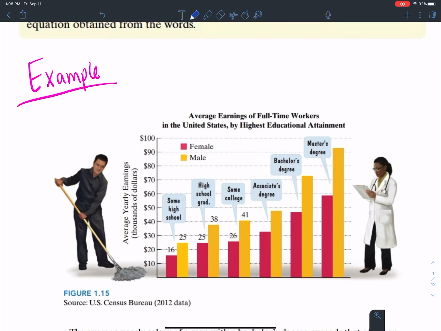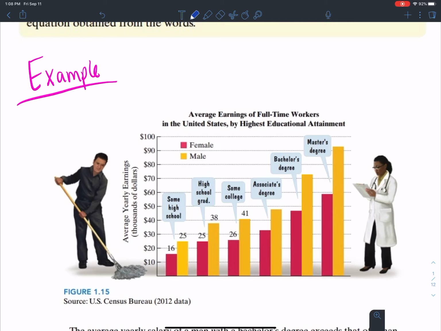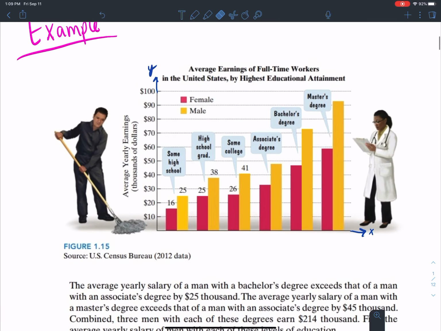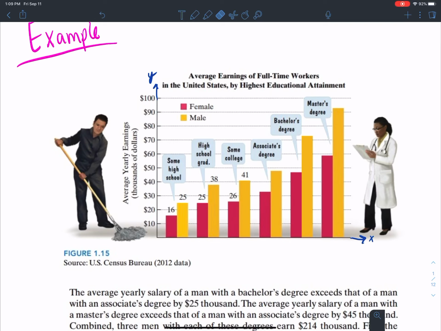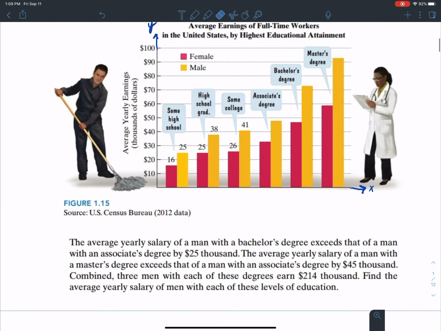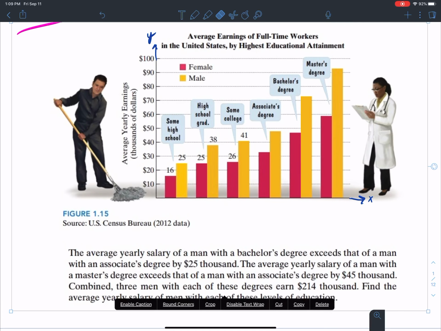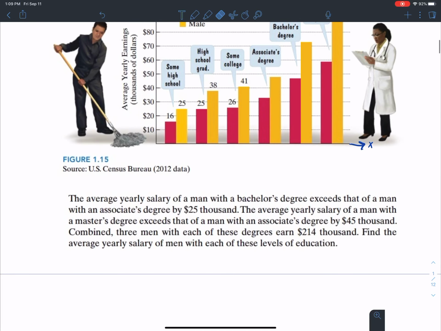So here we're looking at the average earnings of full-time workers in the United States by highest educational attainment. So over here on our y-axis, we have the average of yearly earnings. And over here on x, we have the degree levels. And they do have it divided up by female and male, but of course, we're just going to look at the males today, and then if you want to look at other types of problems, they're in the book for you.